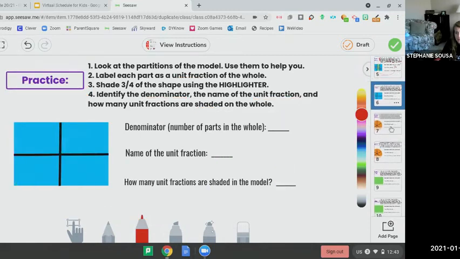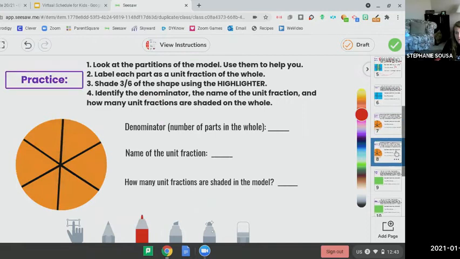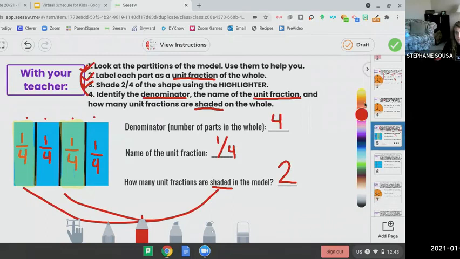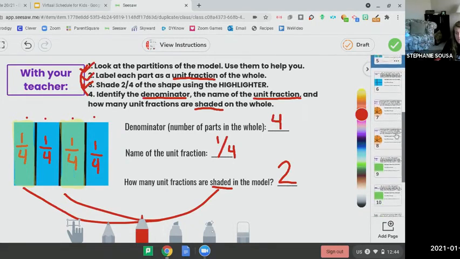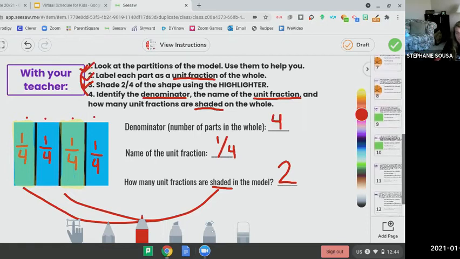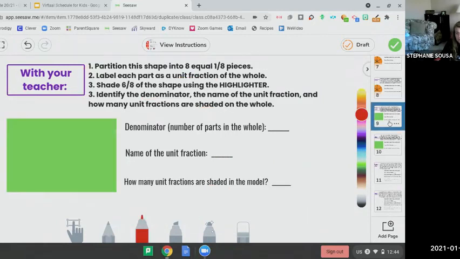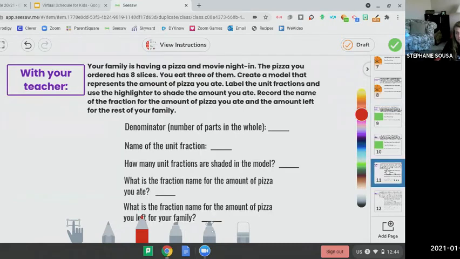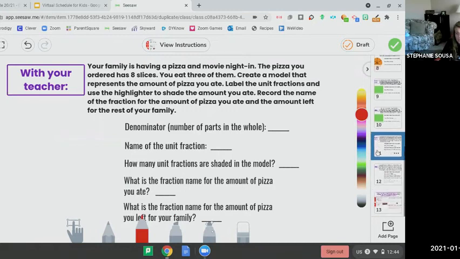6, 7, and 8 are going to be on your own. Yes, 7 says with your teacher, but it is more of the same thing that we have already done. And you seem to have gotten it because I have not had any questions. So I am comfortable moving on. I do want to look at the word problem. So please take a look at number 9. I apologize, number 11. Number 11 has a word problem. It says with your teacher.